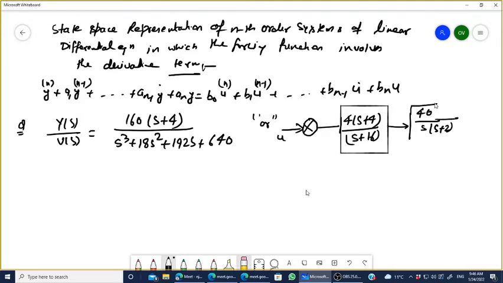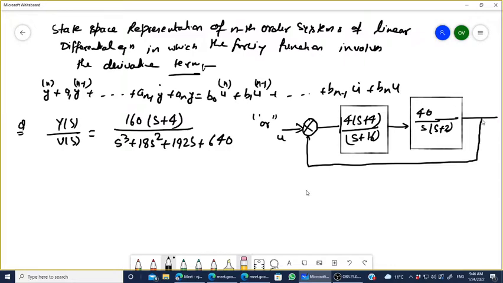The second order system is there, and then we have the feedback, and the output is taken as Y. So when you solve this, the transfer function Y(s)/U(s) comes out like this: 160(s+4) divided by this. So overall this becomes a third order transfer function.